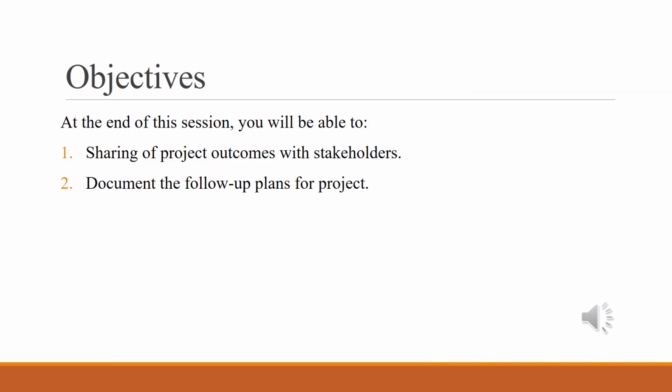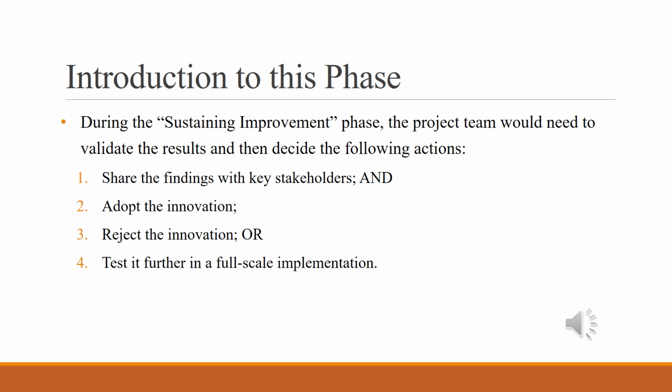So these are the objectives for today's lesson. We'll be able to learn how to share the project outcomes with stakeholders, as well as document the future plans for your project. So for the sustaining improvement phase, the project team will need to gather to evaluate and validate the results. And then they have to decide what are the following actions that need to be done.